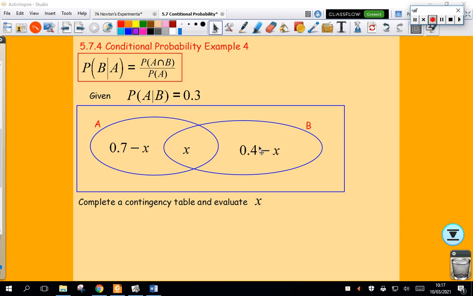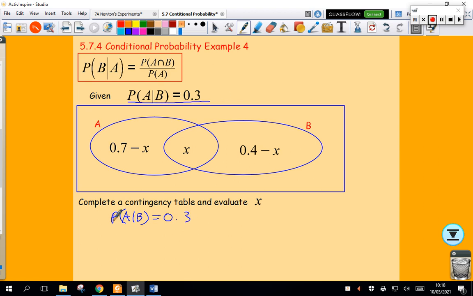Okay, another example on conditional probability. This time it says, given the probability of A given B is 0.3, we want to complete a contingency table and evaluate X. I'm going to evaluate X first and then think about the contingency table. The key detail here is we're given that the probability of A given B is equal to 0.3. That's given in the question.